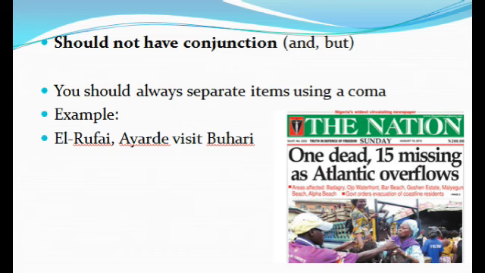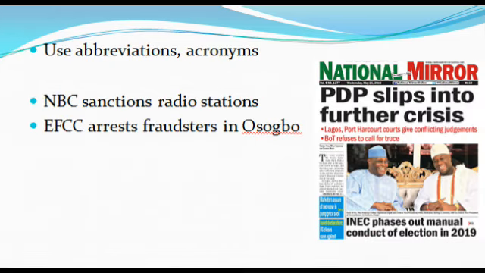Then the headline uses abbreviations and acronyms. If you're talking about the National Broadcasting Commission, for instance, the NBC, if you want to write about the NBC in the headline, you will not write National Broadcasting Commission sanctions radio stations. You say NBC sanctions radio stations. You use the acronym. Then in the first paragraph, that is the lead, you now write out the acronym in full so that whoever is reading the story will see the meaning of NBC. If you want to write a headline that involves EFCC, you don't write Economic and Financial Crimes Commission arrests fraudsters in Osogbo. You say EFCC arrests fraudsters in Osogbo.